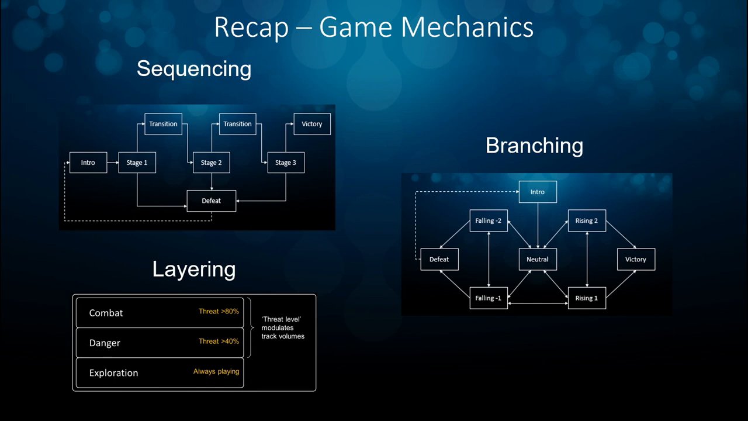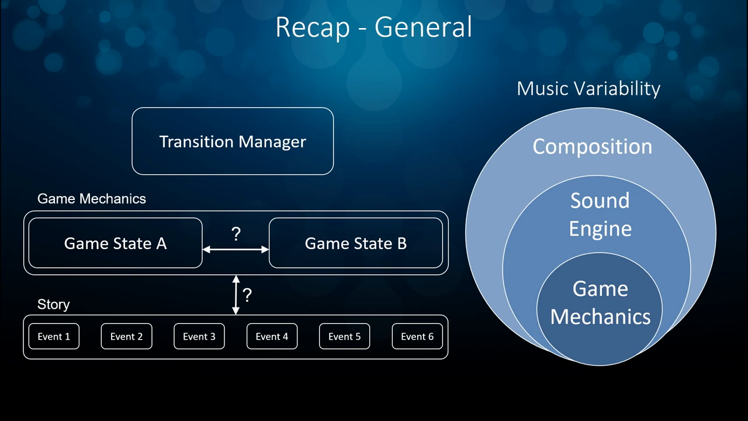All right, so as a wrap-up for the game mechanics portion of it, for ensuring some variation, there's the sequencing approach, branching, and layering. In terms of music variability, of course, it starts with what you're writing yourself, the music you're doing, and what the sound engine can offer as opportunities to create more diversity. And interactive music is not difficult at all. It's just about writing the right music for the right portion of it and managing your transitions correctly, and there you go. That's it.